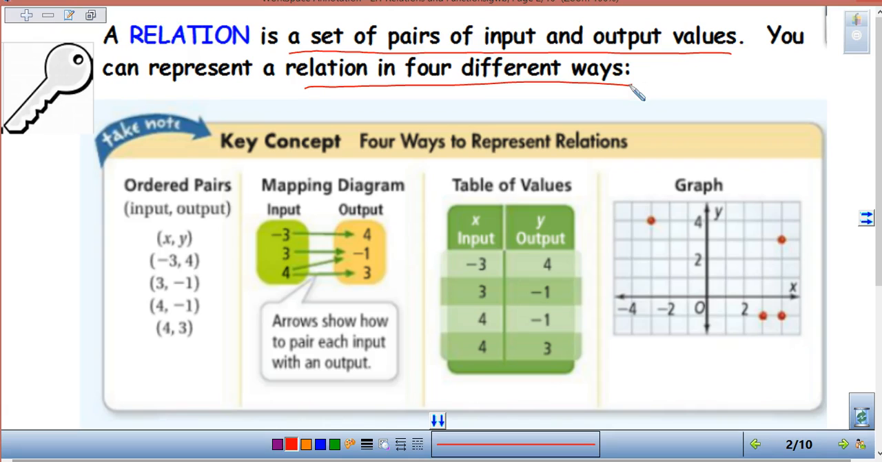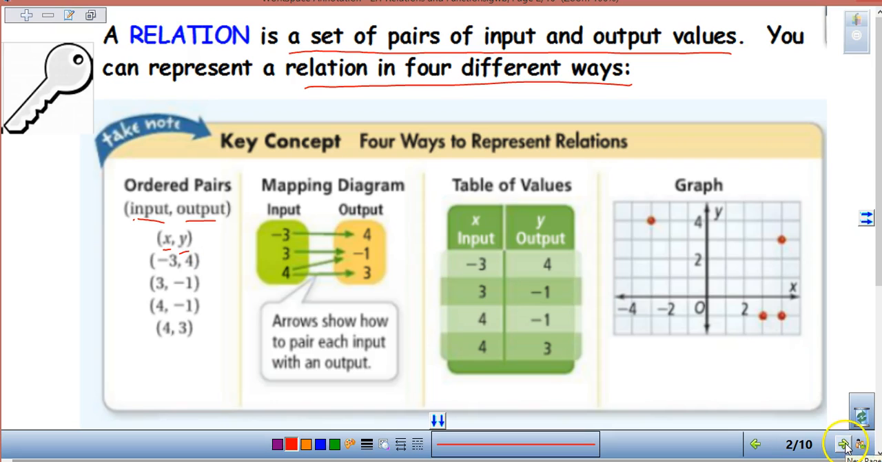We have, as you can see in your notes, ordered pairs, a mapping diagram, a table of values, and a graph. The ones that you're most familiar with are going to be your table of values, your graph, or if you take those and set those as ordered pairs. Remember, your input is your x value, and your output is your y. And I always remember that's alphabetical when you go through. So these are going to be the 4 ways that we can represent that.